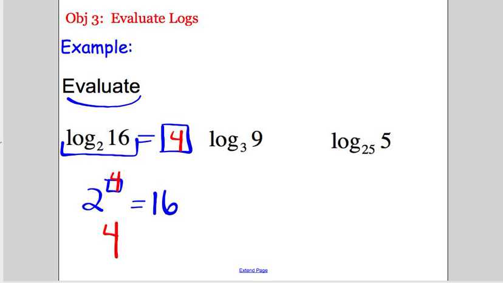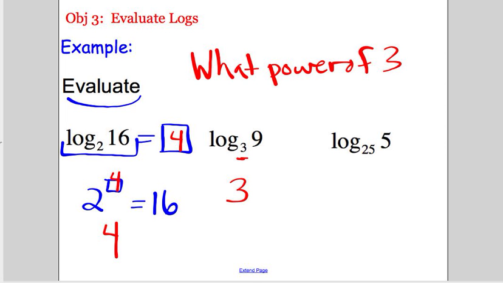The next one. Now we have base 3. So log base 3 of 9. Okay? This is asking what power of 3 will give me 9. So 3 to some power gives me 9. Hopefully we know that that is 2.